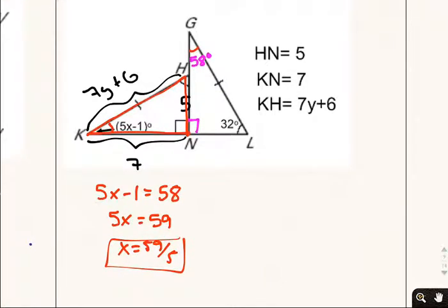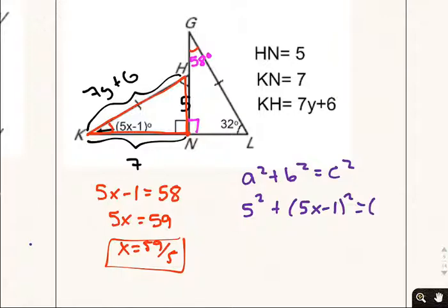Now, the second part is going to take a little bit more finesse because all the information is within the same triangle, but it is a right triangle, which lets us use the Pythagorean theorem. Recall that a squared plus b squared is equal to c squared. So we have 5 squared plus 5x minus 1 squared is equal to 7y plus 6 squared.